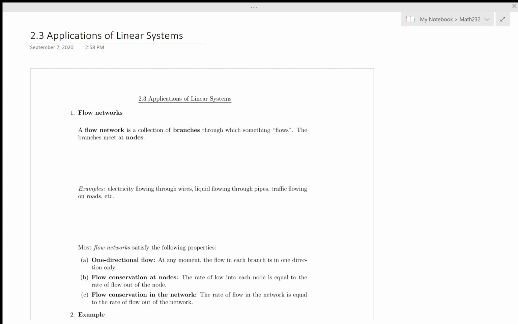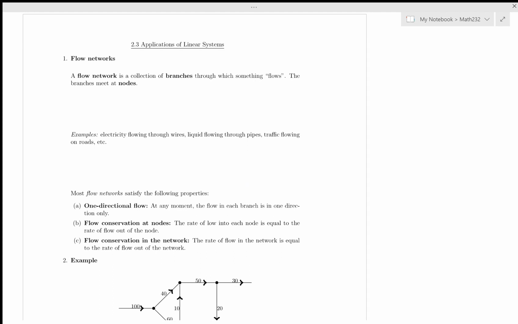Okay, so the first application we're going to take a look at is a flow network. So this is basically like a plumbing problem. We're going to have a collection of branches through which something flows, and the branches meet at nodes. So this could be kind of anything: electricity flowing through wires, liquid flowing through pipes, traffic flowing on roads. You have some sort of idea of something through which things flow. Let's just sort of imagine a plumbing problem.